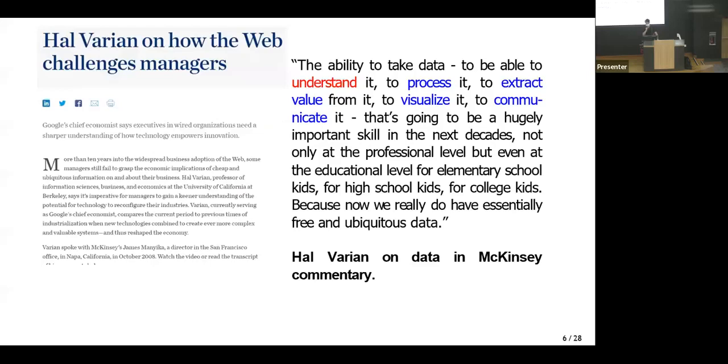Because essentially we have free and ubiquitous data. So what it means is that it used to be that we go to school and we need to learn, of course, the languages in order to communicate with each other. We need some basic quantitative skills, such as counting, and then we move on to things like algebra and then calculus, and I'm not sure what is the A-level syllabus now. I'm sure many of you are more well-versed in the high school mathematics than I am now.